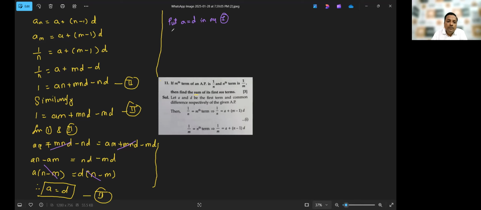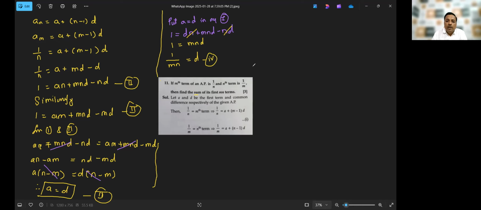So equation 1 is 1 is equal to, in the place of a हमें d करना है, dn plus md and d minus nd. Now dn positive, dn negative, these both cancel. Same sum याद आ रहा होगा तुम लोगों को. So 1 is equal to md. So 1 upon mn is equal to d. That is equation number 4.